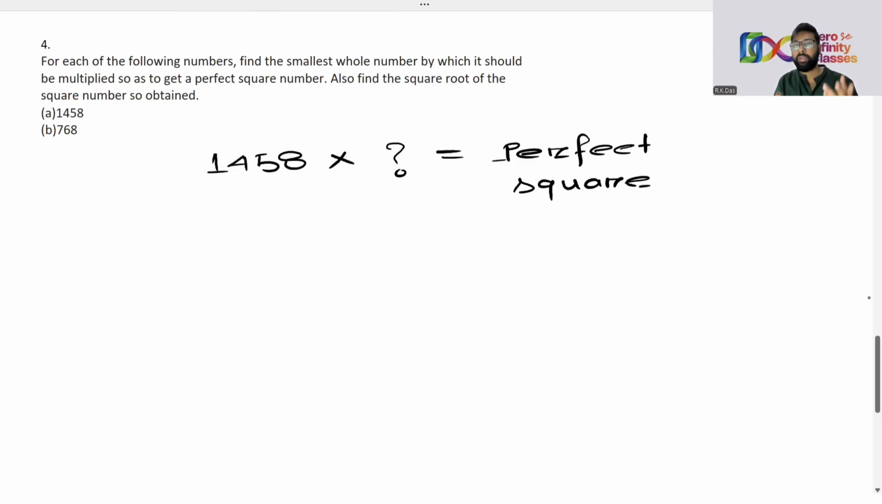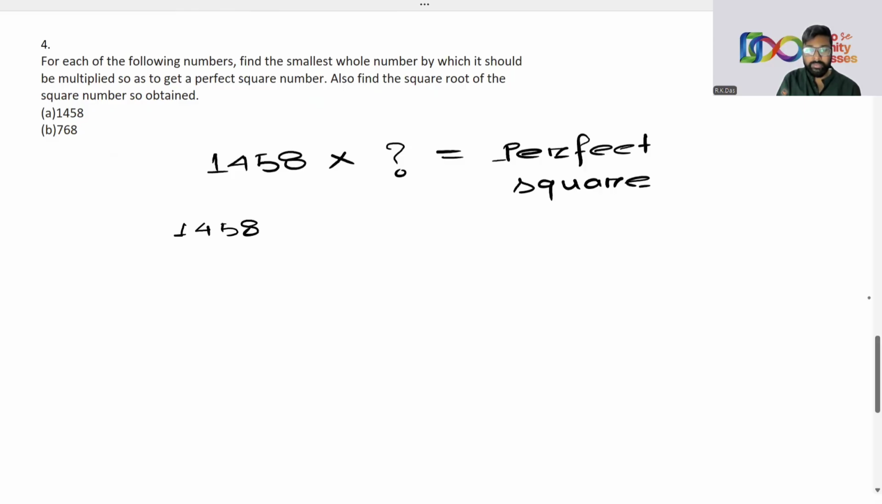Okay. Again, I'm repeating, what number we should multiply with 1458 so that it becomes a perfect square. Okay. And the number should be least. It is not like that we are taking any number randomly. The number should be least. Okay. And in this question, we are not going to use the long division method. When division or multiplication type of math is there, then we have to use the prime factorization method.